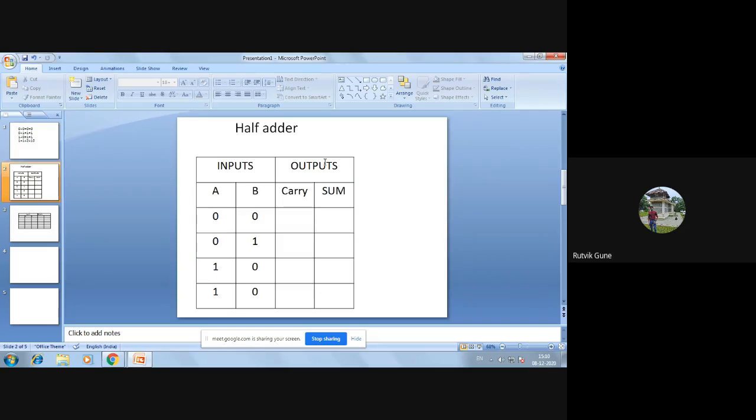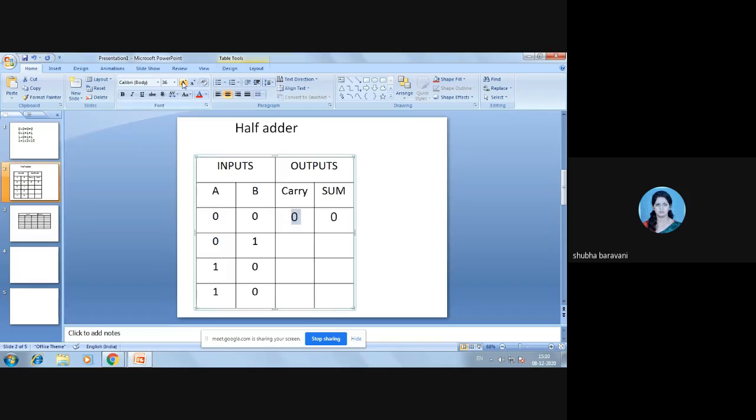Zero, ma'am. So your 0 plus 0 is 0. Okay, so your sum is 0. Is there any carry involved in this? No, ma'am. So your carry is also 0. ठीक है, समझ में आया? Yes, ma'am.